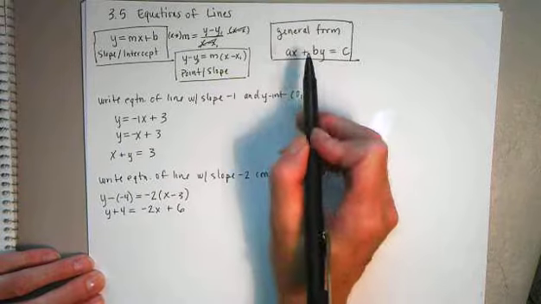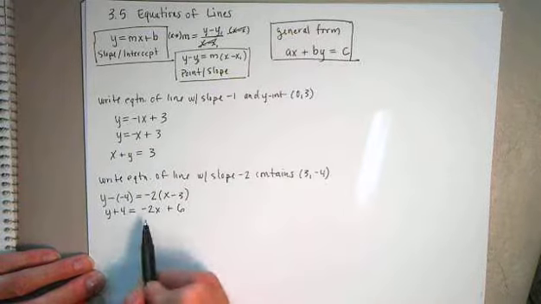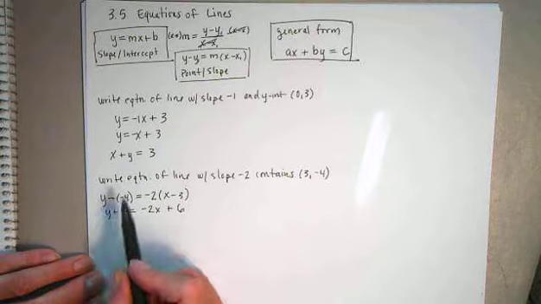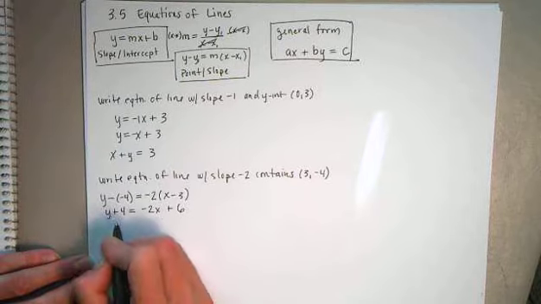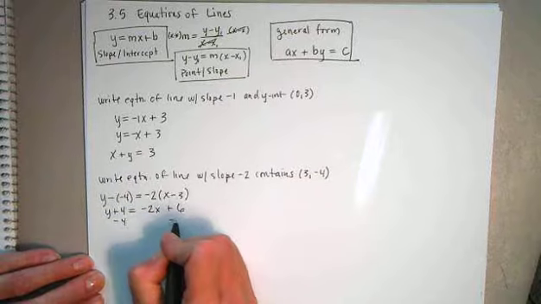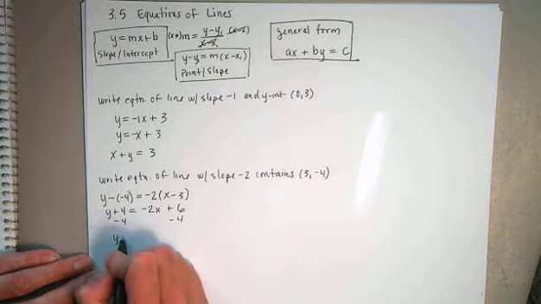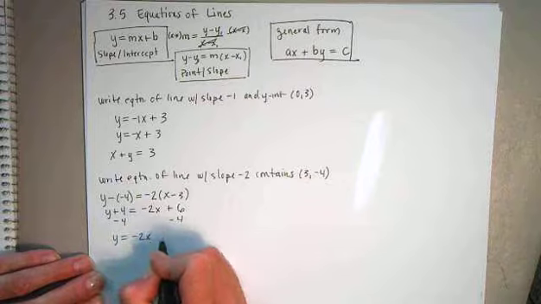And if they want general form, we would get x and y on the same side. If they want slope-intercept form, we'll solve for y. And I think that's what they'll want. So I subtract 4 from both sides, and I get y equals negative 2x plus 2.